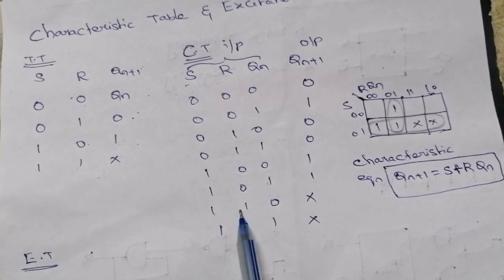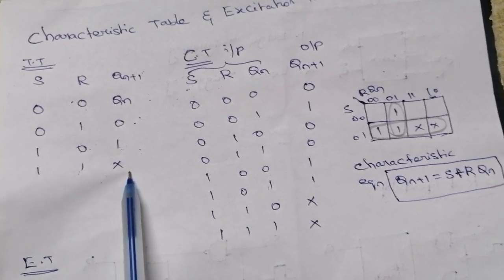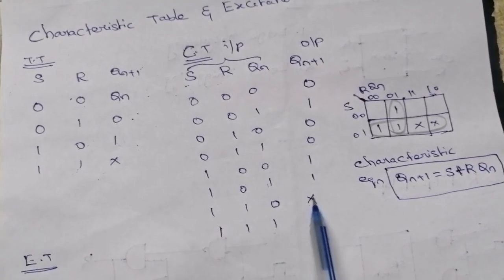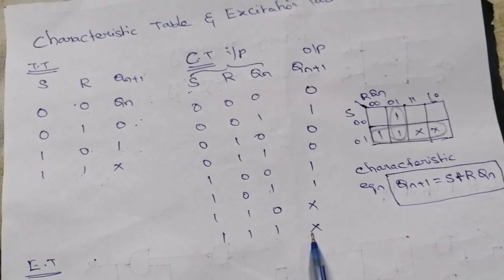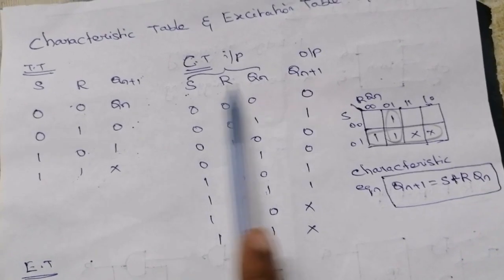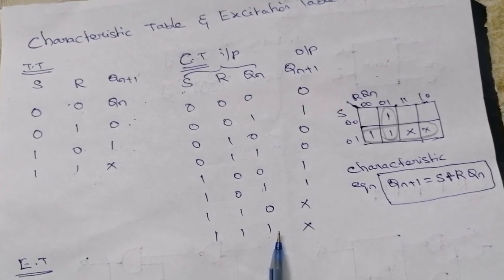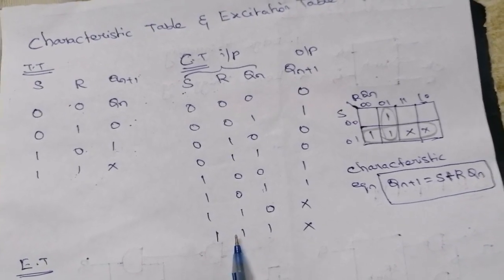And the last condition is the 1, 1 input combination, which provides the invalid state x. So here the next state is x, right? So this is the method to make a characteristics table of flip-flops.